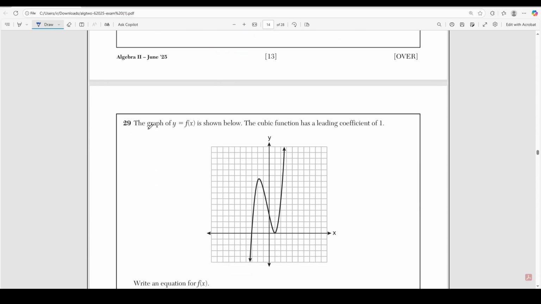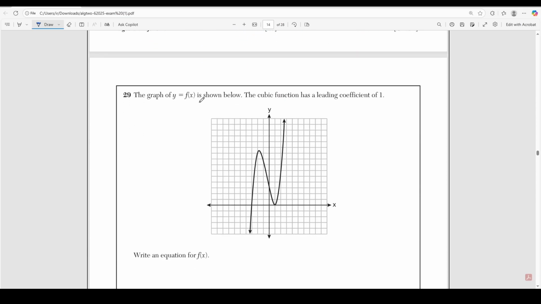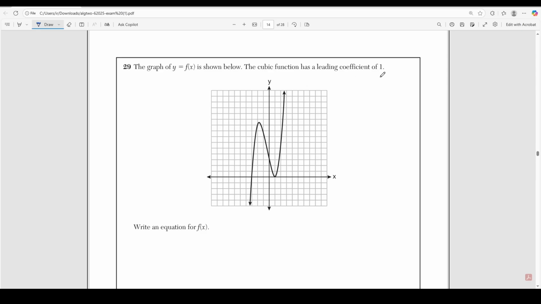All right. Number 29 says the graph y equals f of x is shown below, and the cubic function has a leading coefficient of 1.